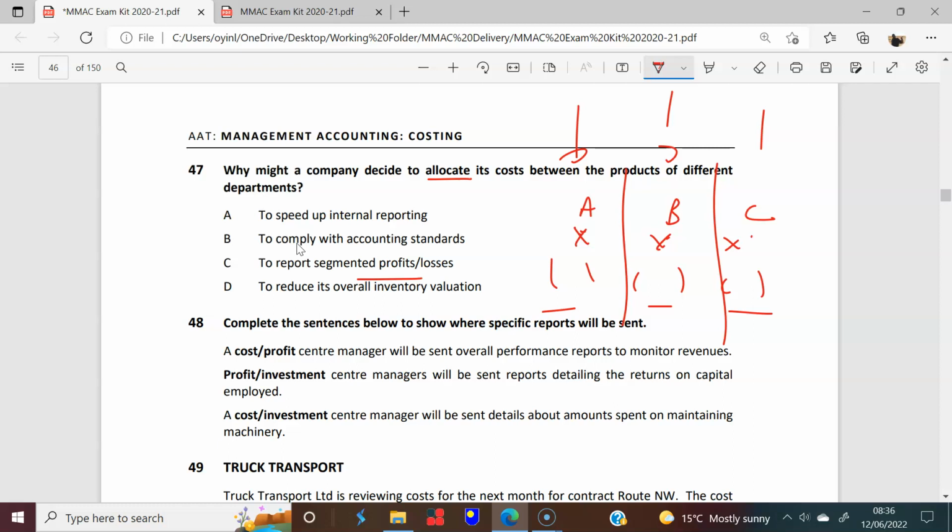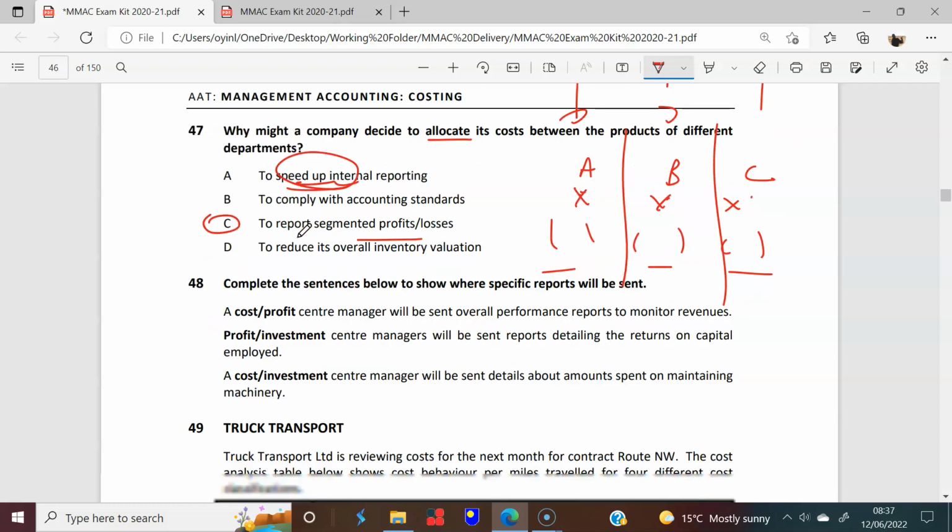There's nothing to do with inventory, nothing to do so much with standards, and speeding up is a very unclear, very open expression. So the answer here is C.